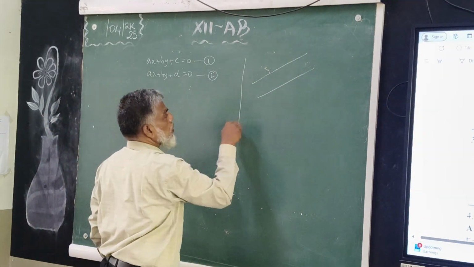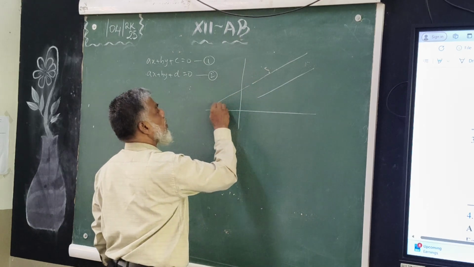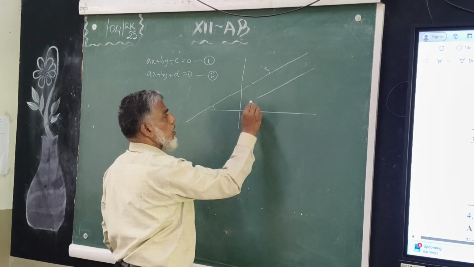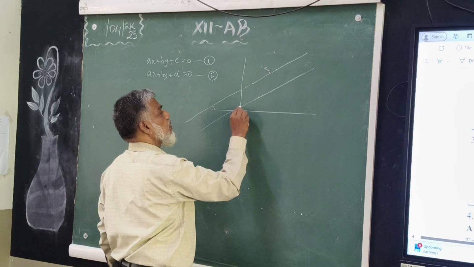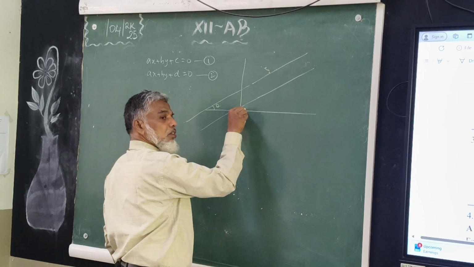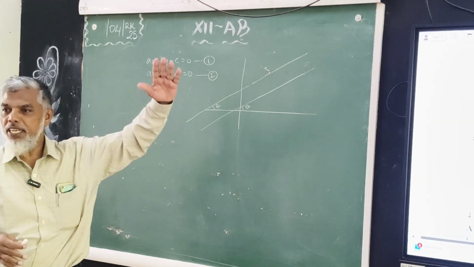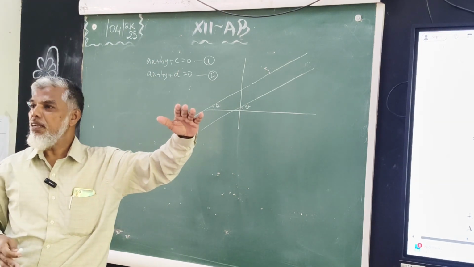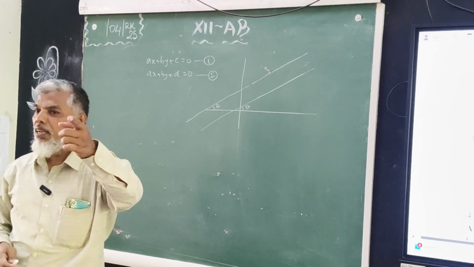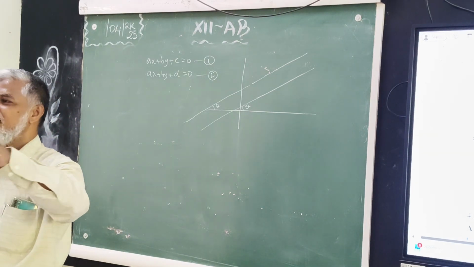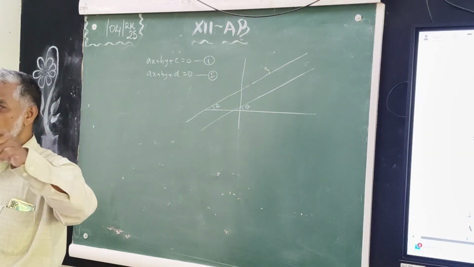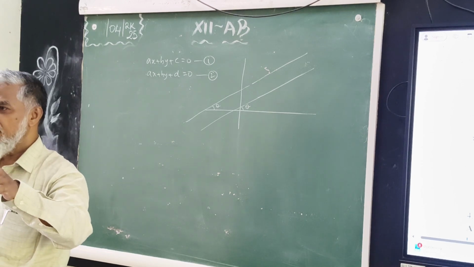What is the slope of the first line? Theta. What is the slope of the second line? If this is theta, this is also theta. But tan theta is the same for both lines. Therefore they are parallel. So two lines are parallel when their slopes are equal. Right?